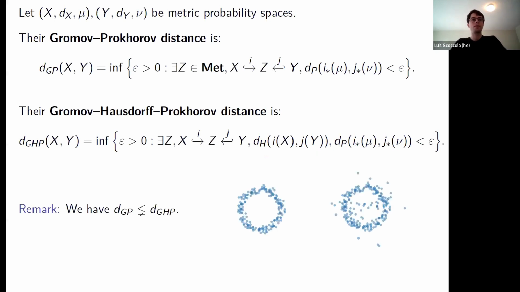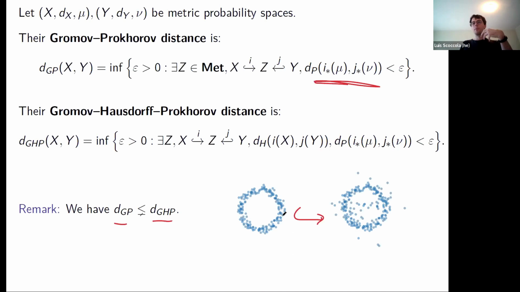So the example comes from this observation. I claim that the Gromov-Prokhorov distance is in general strictly smaller than the Gromov-Hausdorff-Prokhorov distance. And the reason is the following. For example, here we have two metric probability spaces. Again, these are just finite metric spaces endowed with a normalized counting measure. And we can see that their measure structure is very similar in the sense that I can embed both into a common metric space. For example, I can embed both into the second one. And once I do that, their measure structure is going to be very similar. The measures are essentially the same.